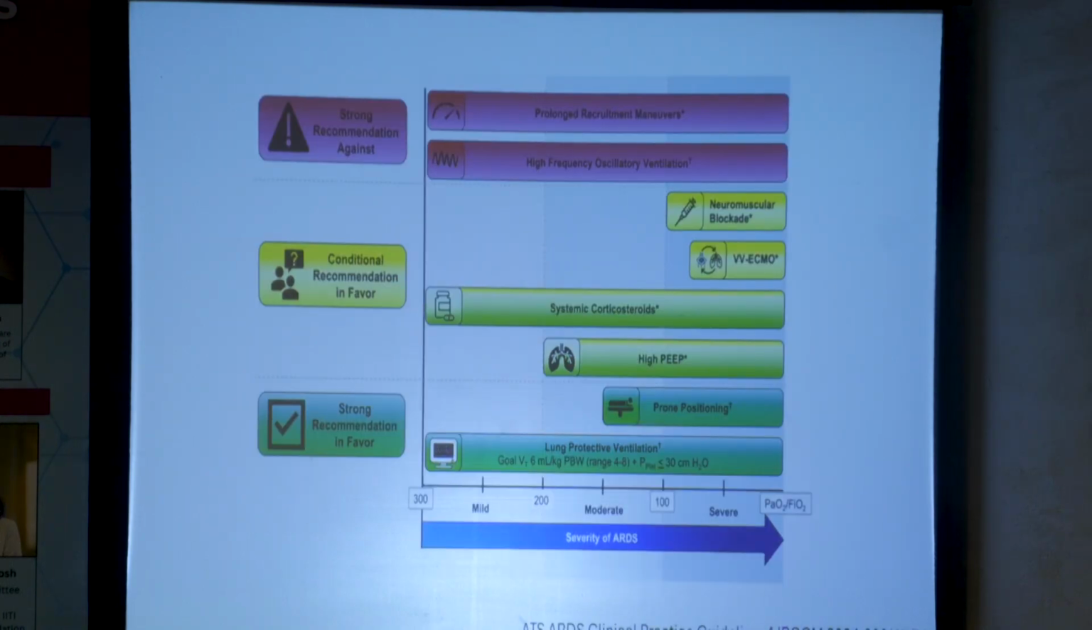Guidelines for ARDS in general evolve over time. This is the most recent ATS, American Thoracic Society, ARDS guideline from 2024, just last year. These are the main, not all the recommendations, but the main new recommendations. The strong recommendation at the top was against prolonged recruitment based on the ART trial that I talked about yesterday, as well as against high-frequency oscillatory ventilation, which we mentioned yesterday.